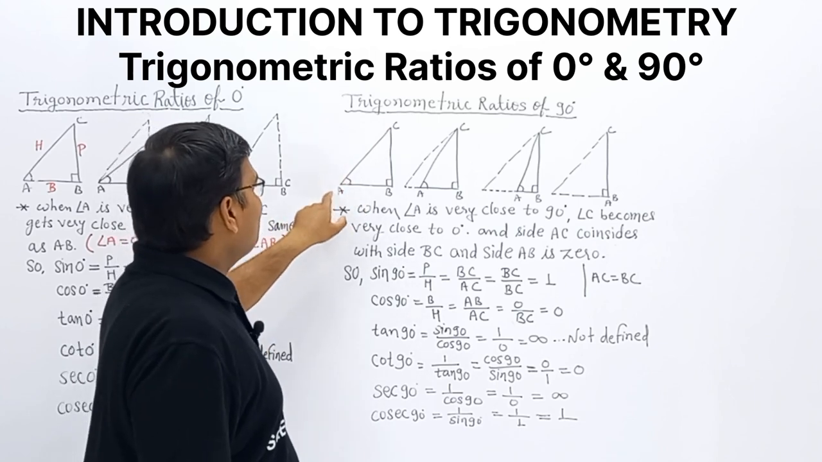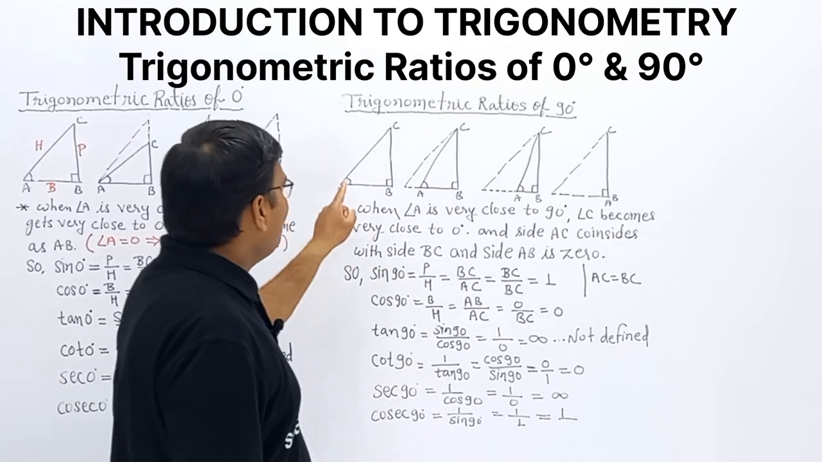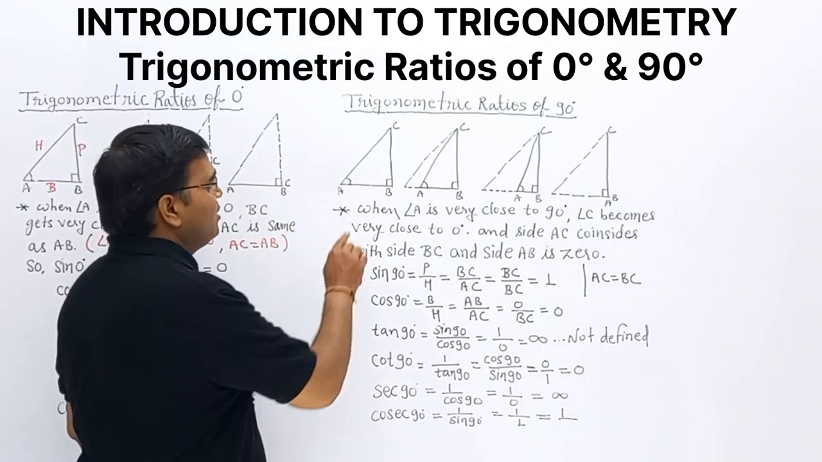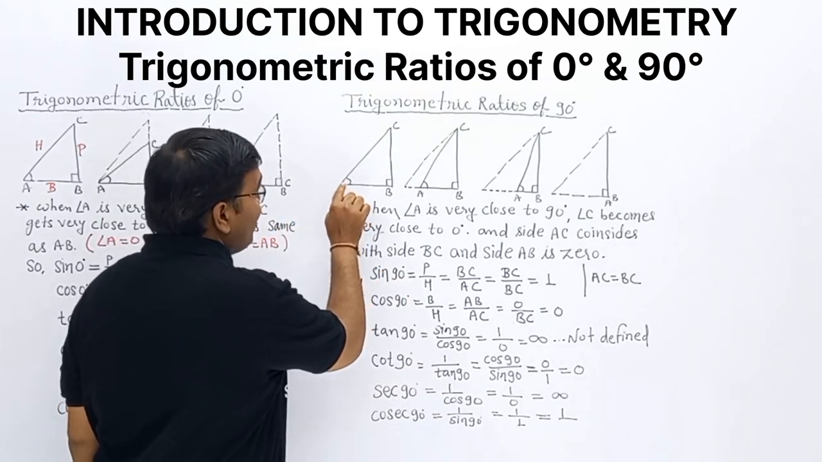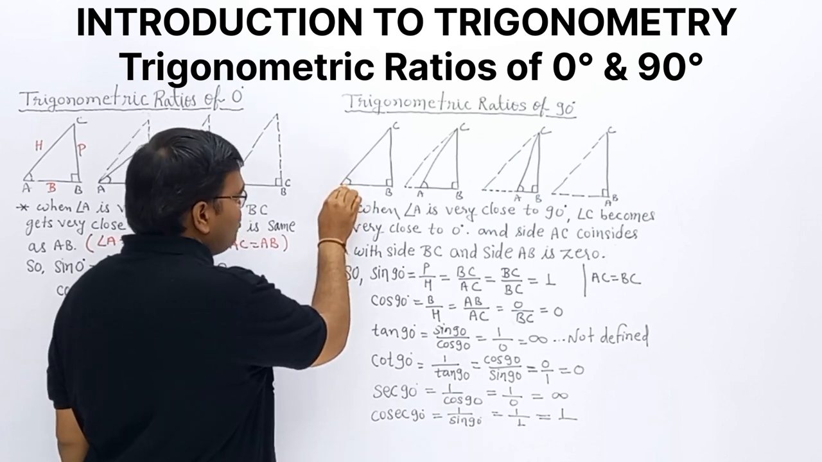I am taking A as an acute angle, and it is equal to what? 90 degree. Once A is 90 degree, observe carefully. Once A is 90, when is it possible? When is it possible? 90 degree. This one is 90 degree.